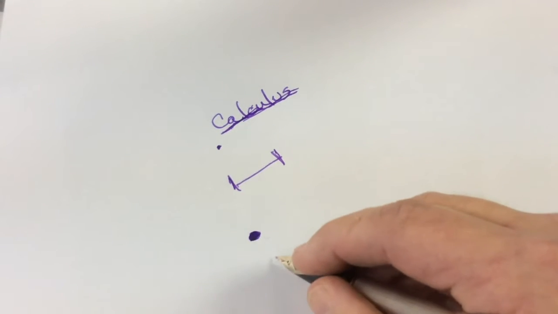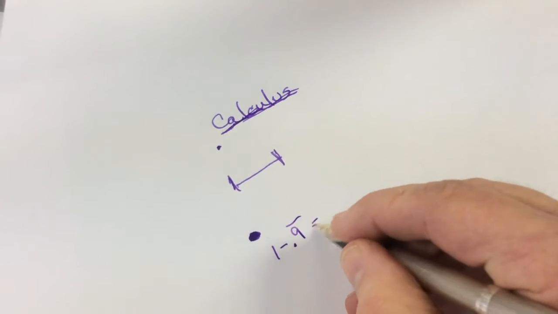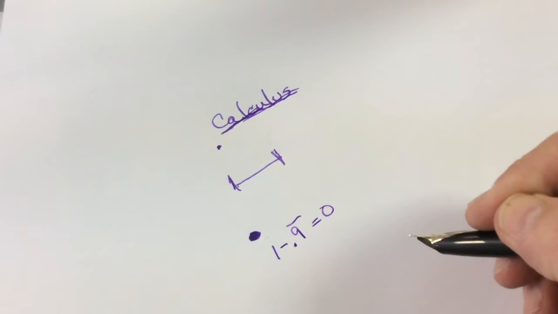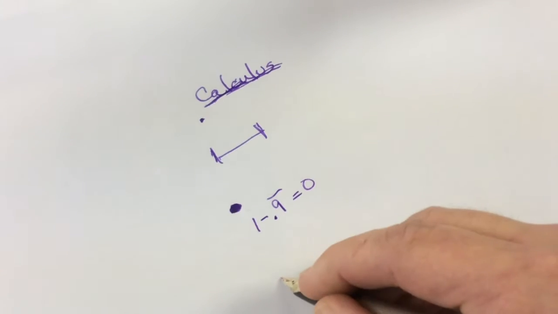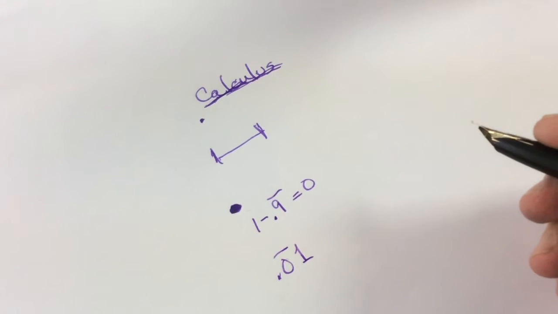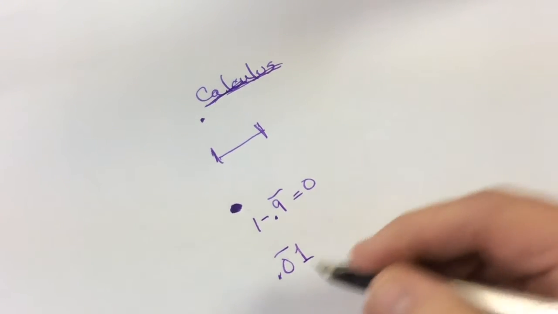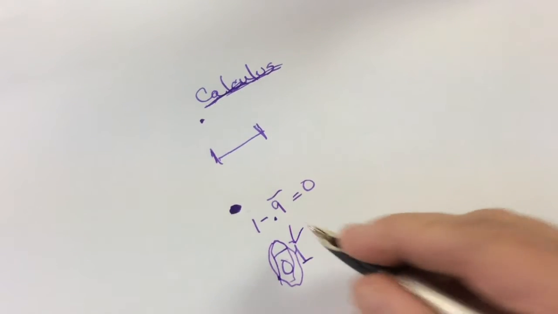Right? So the difference between 1 and 0.9 repeating is going to be 0. Wait a minute, wouldn't it be 0.0 repeating and then a 1? Yeah, except for one thing. If this is 0 repeating infinitely, when do you ever get to put the 1 there?